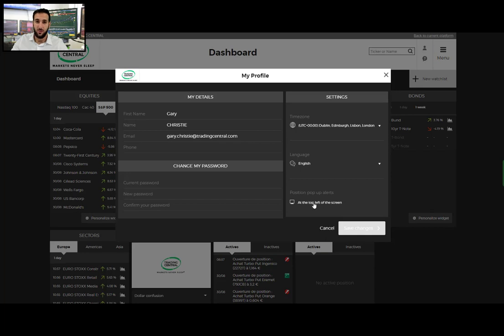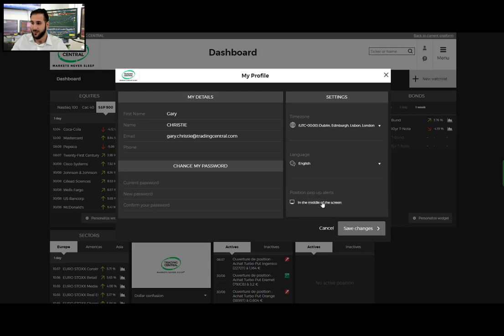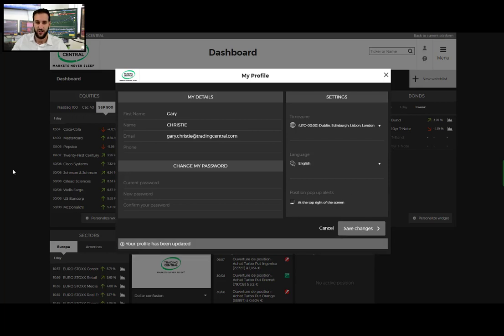So we have analysts all around the world that cover over 75,000 financial instruments. So when an alert is triggered, you would get a pop-up right on your screen. So you decide whether it be top left, more near the center of the screen, or maybe top right. So once you've decided, you can click on Save Changes.